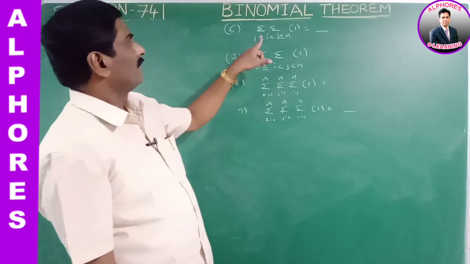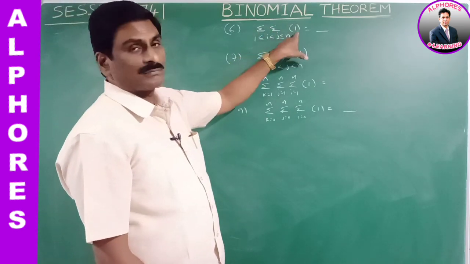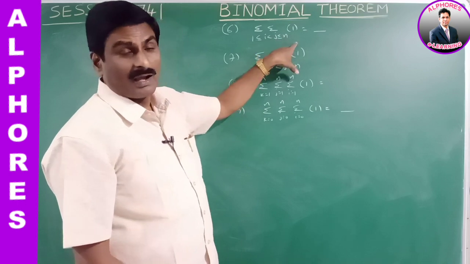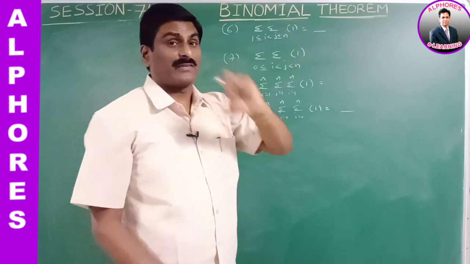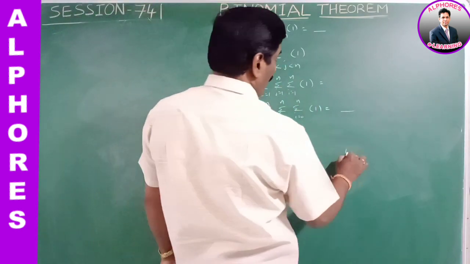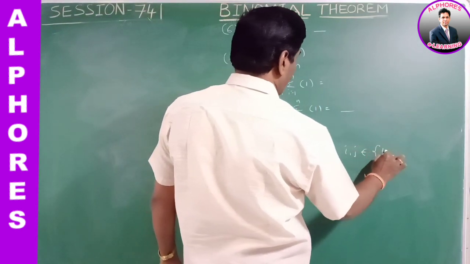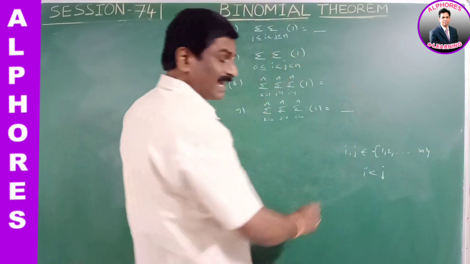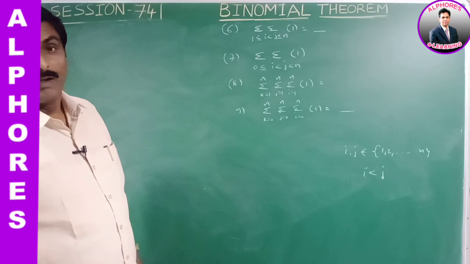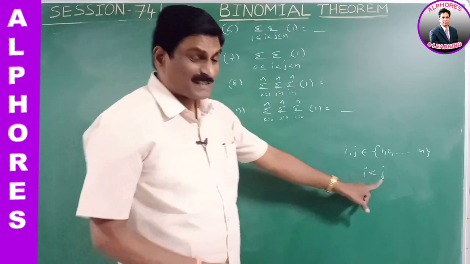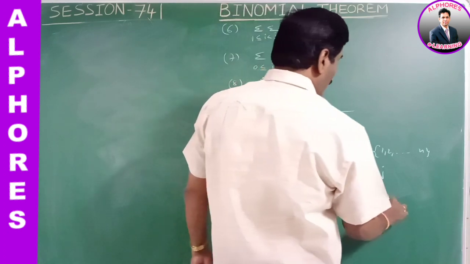Sixth one, double sigma of 1, with 1 less than or equal to i less than j less than or equal to n. i comma j are in a specified order. Very, very important. Please observe this value. In this case, what are the values? i comma j belongs to 1, 2, 3 so on n. But here they are in a specified order, i less than j. Now in this case, how many ordered pairs are available? They are in a specified order. Number of ordered pairs is equal to nC2.